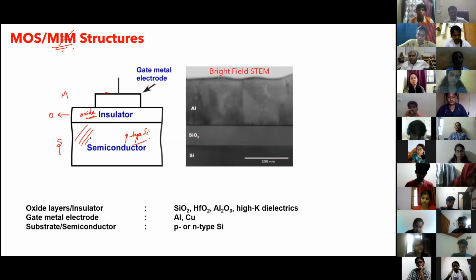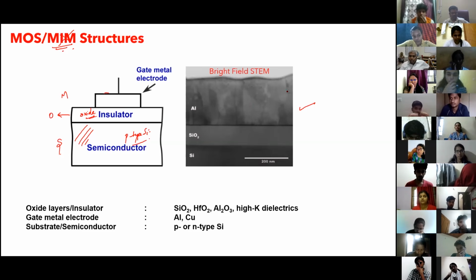So this is a schematic, but what you see on the right side is a real image of the metal oxide semiconductor. You look at this. It is the STEM image. Let's say it's a TEM image. Okay, you know, I'm good at doing TEM, so I will show a lot of TEM images actually.